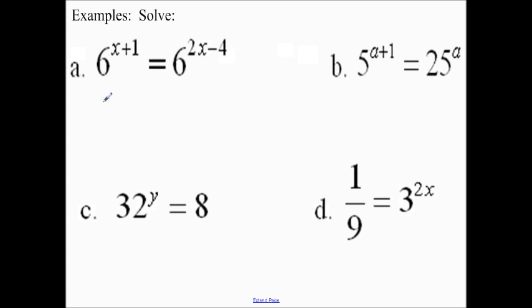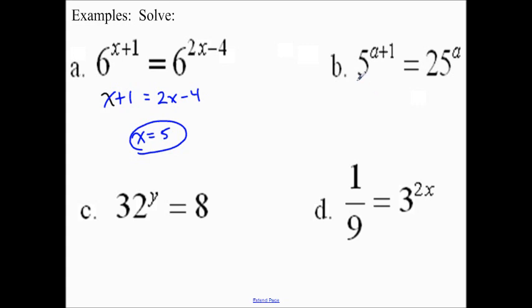So this first example, example A, is pretty easy because the bases are already equal. So we'll essentially say that the exponents must be equal. X plus 1 must be equal to the quantity 2x minus 4. From there, we can just solve it out. It works out that x equals 5.